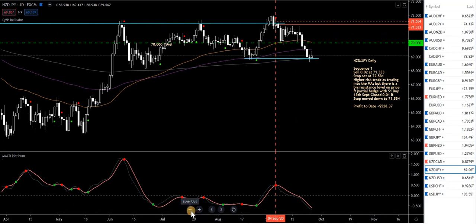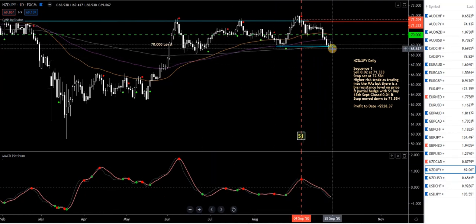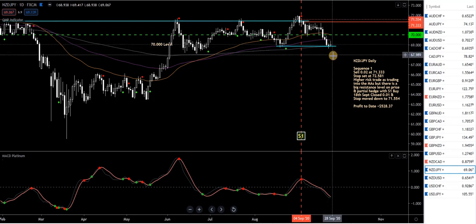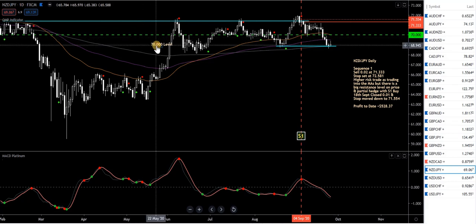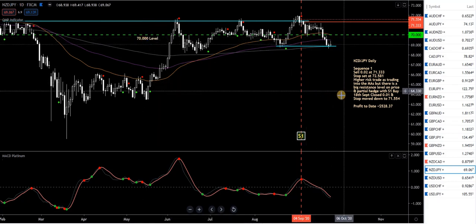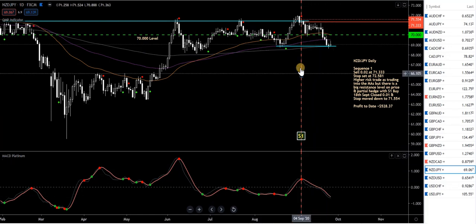What are you doing, Jim? So yeah, it's come down nicely. We're at this now previous low. I've closed half, stop here, can't lose on it. This green level, 70 cent, just a big number. MACD Platinum's through the 0 level, just watching it now, so it's all good.